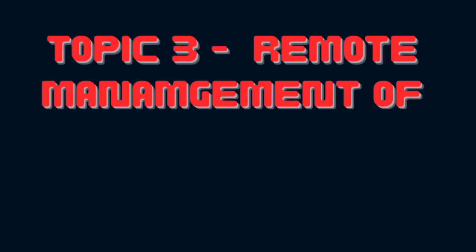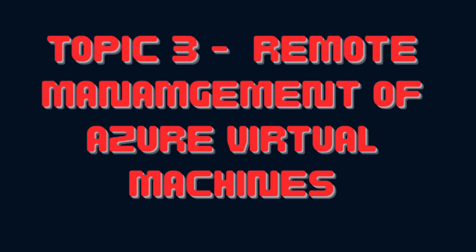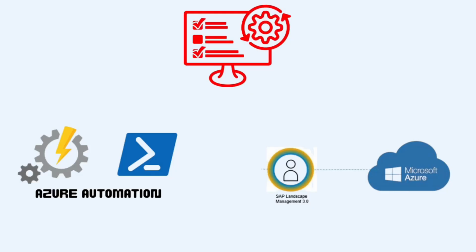Now let's look at our next topic, which is remote management of Azure virtual machines. Why would you do it? You would like to manage the SAP virtual machine configurations. Note, we're talking about configuration inside the virtual machine. So what are the options available? You have Azure Automation, as we discussed earlier. There is a desired state. What is desired state? It basically monitors and automatically updates the machine configuration across physical and virtual machines.